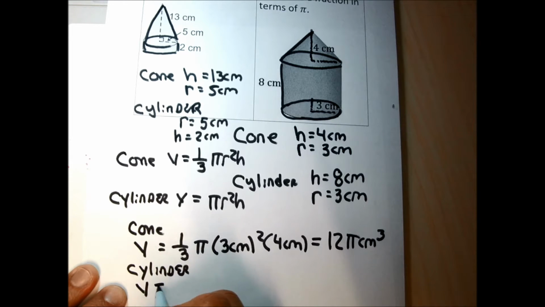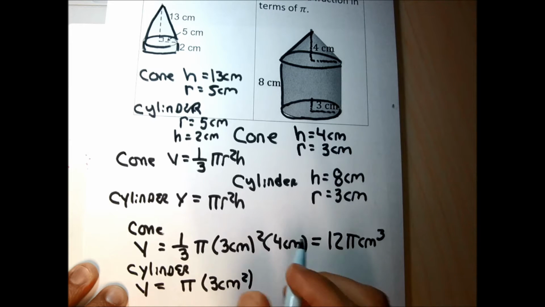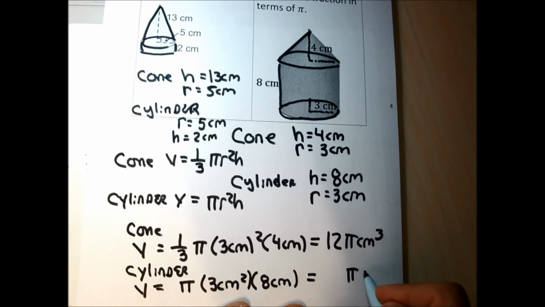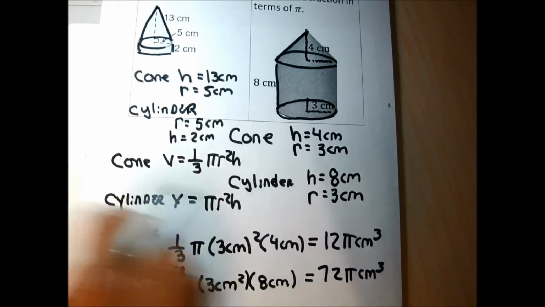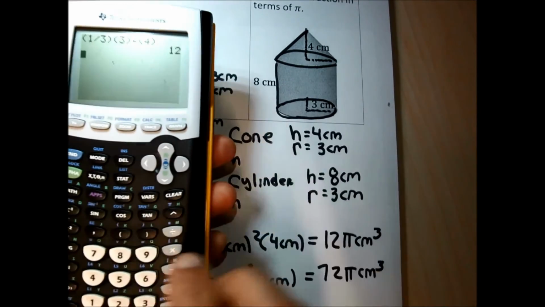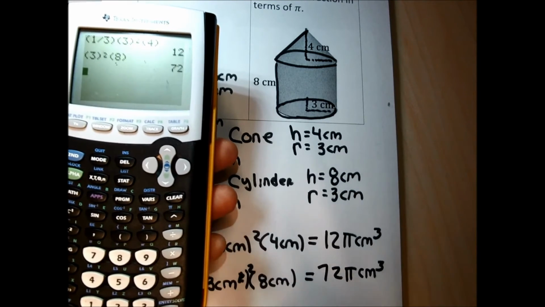Its volume is going to be pi times 3 centimeters squared times 8 centimeters, which is my height. I'm going to leave a pi and a centimeters cubed in my answer. I think I get 72, but I'm going to do this real quickly. Centimeters squared. I'm going to do 3 squared times 8 and get 72.